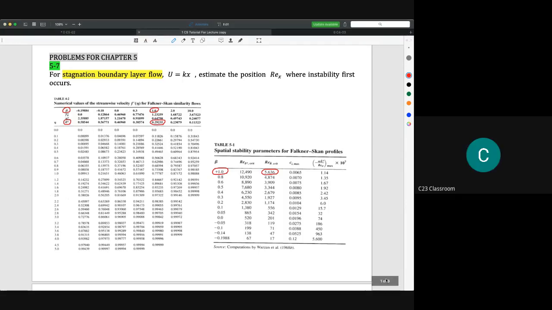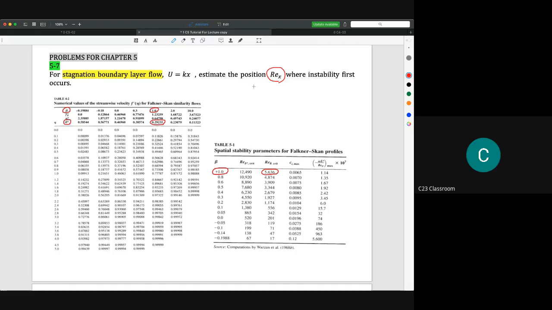Okay, so we go for the tutorial for chapter 5 here. I just pick a few questions from the textbook. Let's say we are discussing 5.7 here. For stagnation boundary layer flow, U is equal to Kx. Estimate the position of Reynolds number Rex here, where instability first occurs.